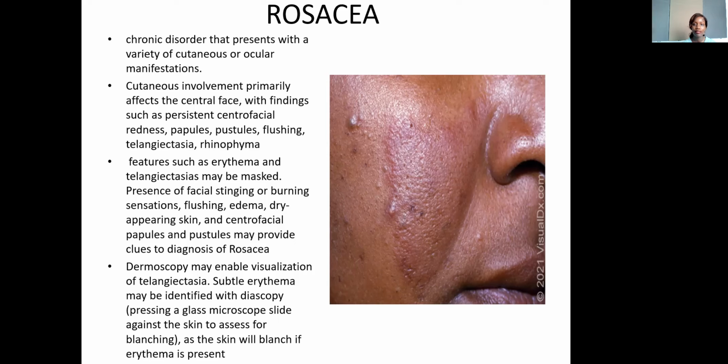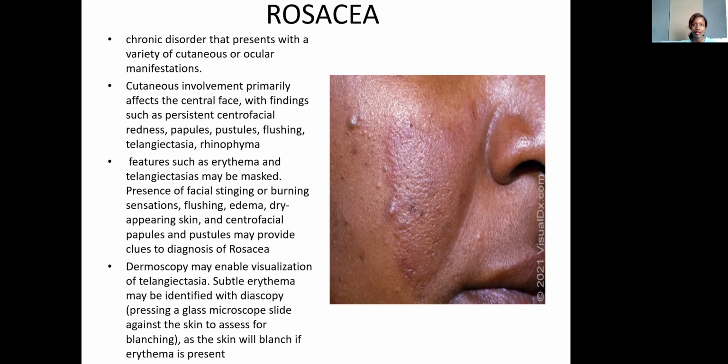In our skin type, features such as erythema and telangiectasia may be masked. So that is something important to note. But if you do dermoscopy, you may be able to see the telangiectasia, or you can do diascopy, where you use a glass slide and press it on the erythematous area to see whether it will blanch or not.